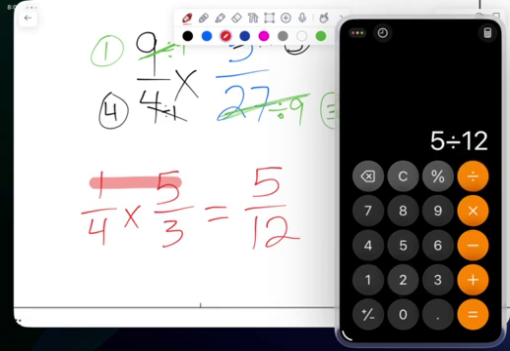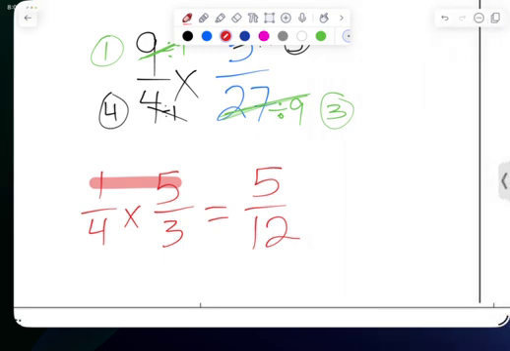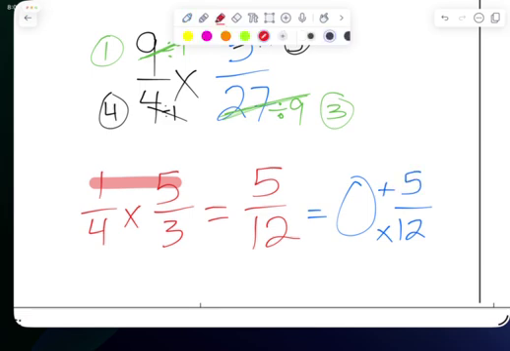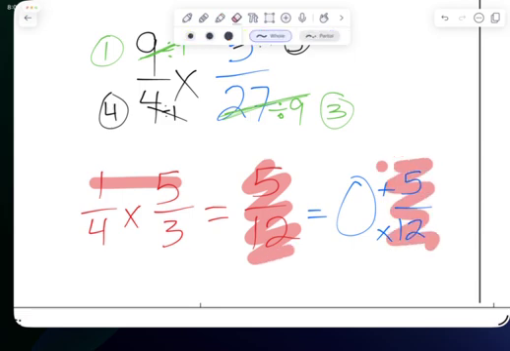And the answer is no, and here's why. 5 divided by 12 gets you this decimal. Do you see how there's a 0 in front? That's why you don't need to. But if you did want to make it be a mixed number, it would just be this one. 0 in front. 12 times 0 is 0 plus 5. So do you see how they're identical? This is the same as this. That's why you don't need to write the mixed number.